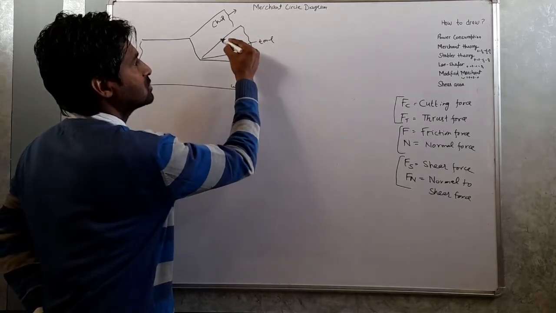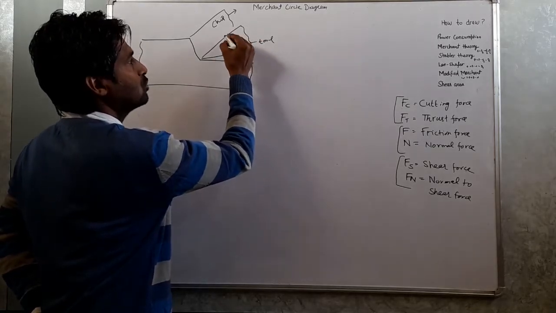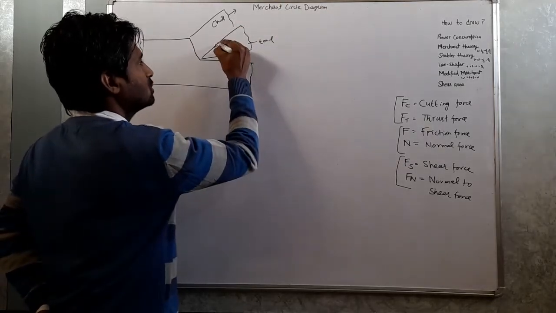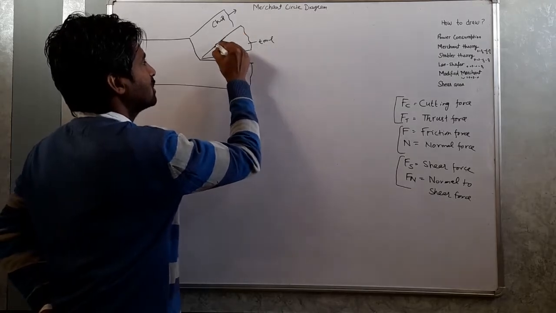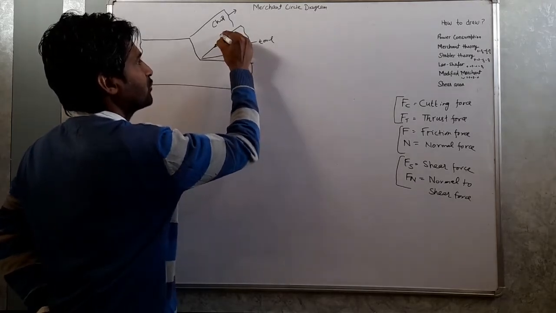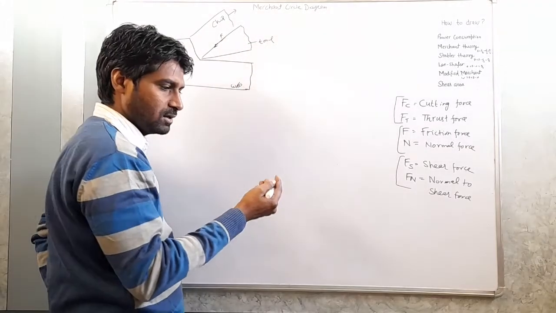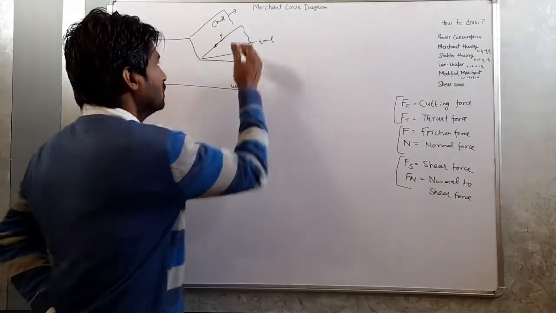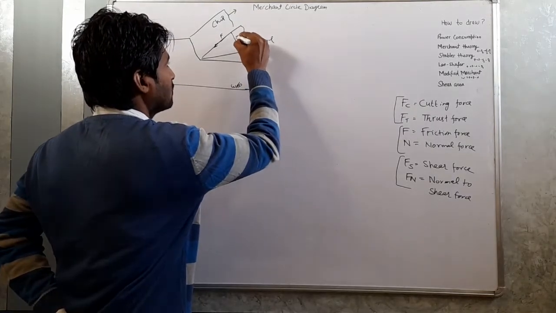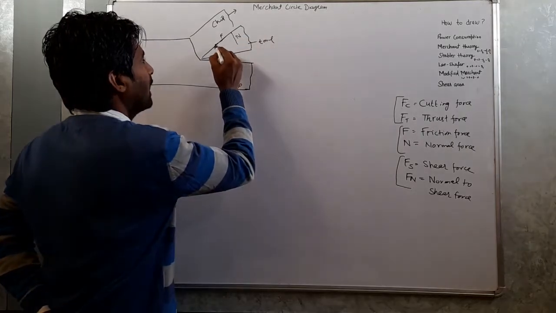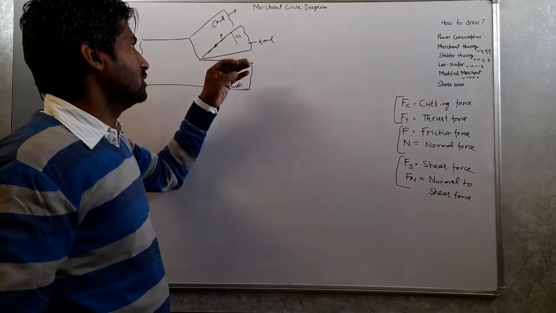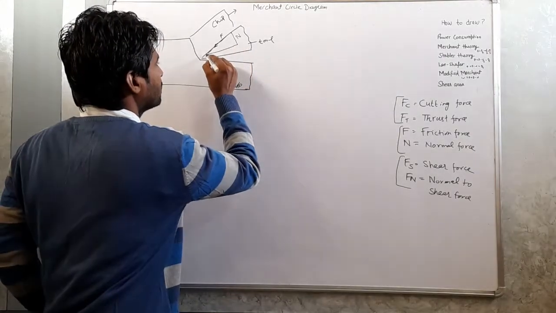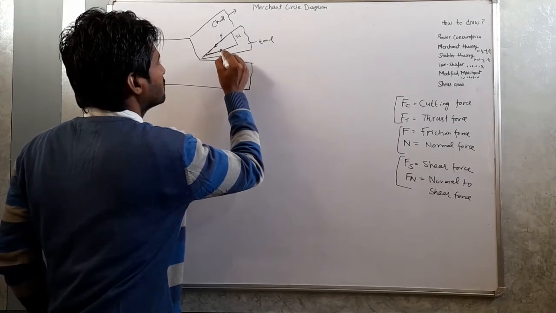So there will be some friction between chip and tool. The chip is flowing in this direction, so the friction will be in the downward direction. Let's assume this is the friction force F. And as we know from mechanics, there will always be a perpendicular force. This is the normal to the friction force, N. Due to these forces F and N, there will be a resultant R.